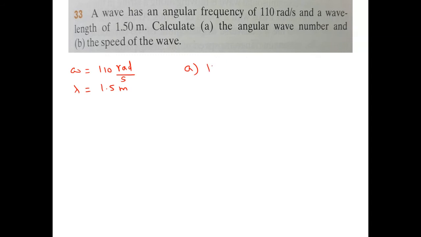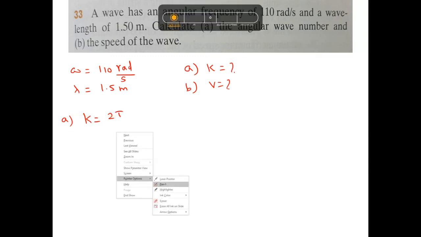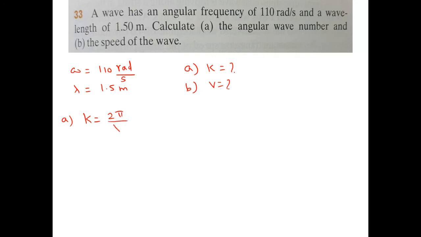What is angular wave number? Angular wave number is K. And in part B, you have to find the speed. Now we know the formula for the angular wave number: 2 pi over lambda. This is just a direct and very easy question. Lambda is already given, so K is 2 pi divided by 1.5. When you work it out with your calculator, you will get the answer as 4.19 radian per meter. Because the unit for lambda is meter, K is in radian per meter or 1/meter. Clear?